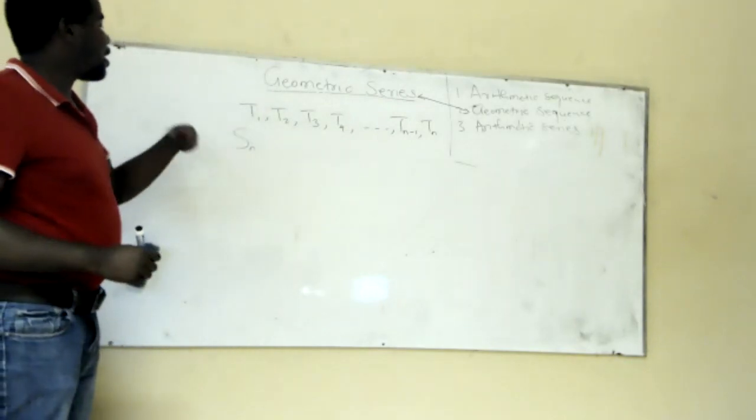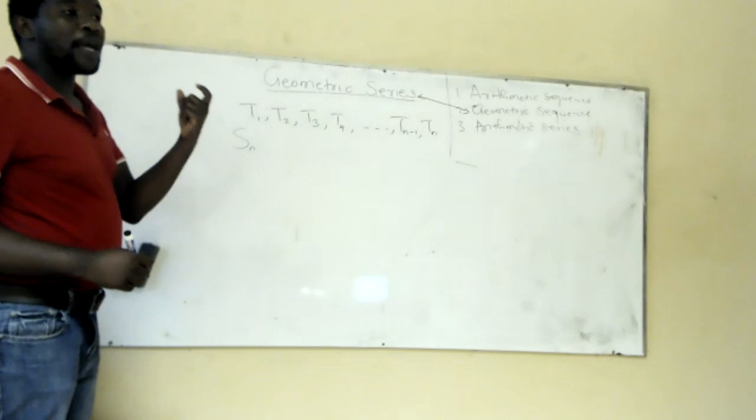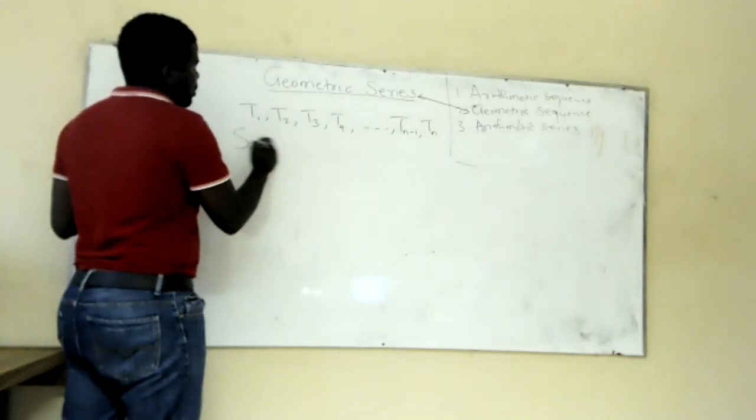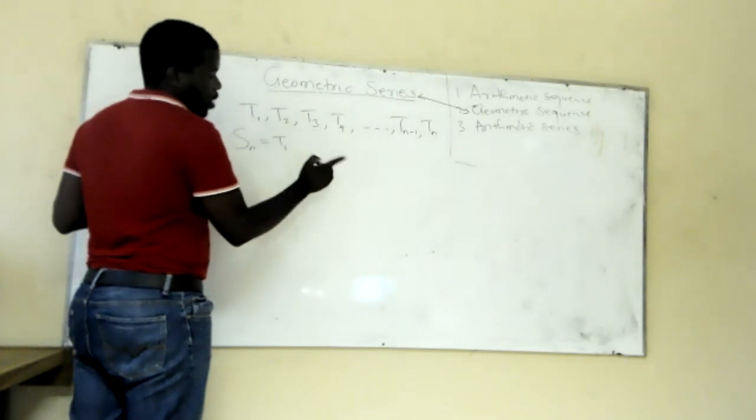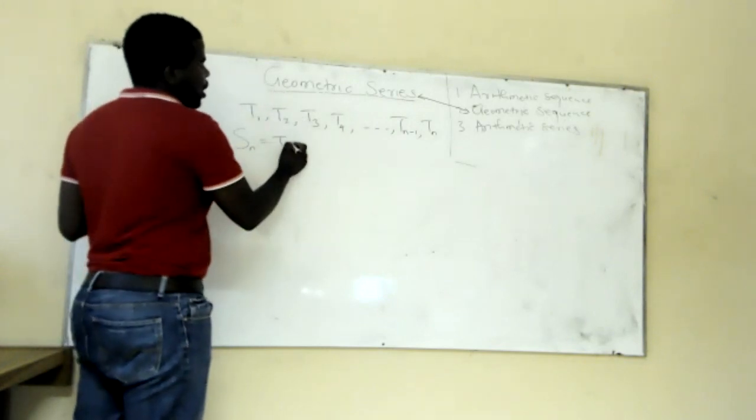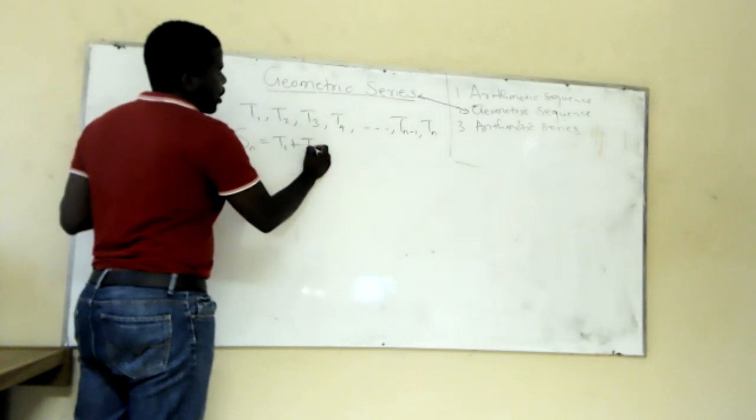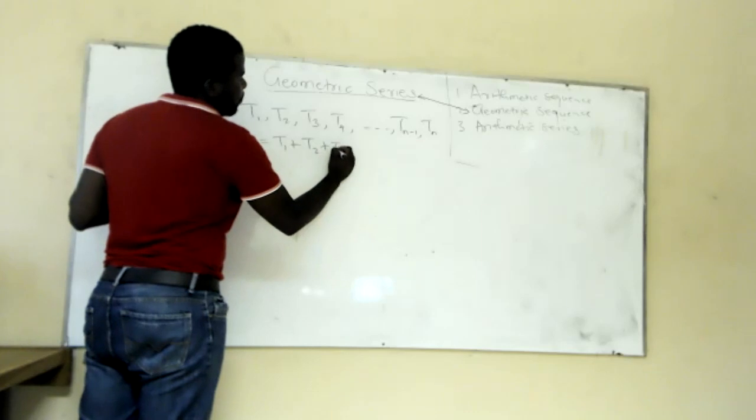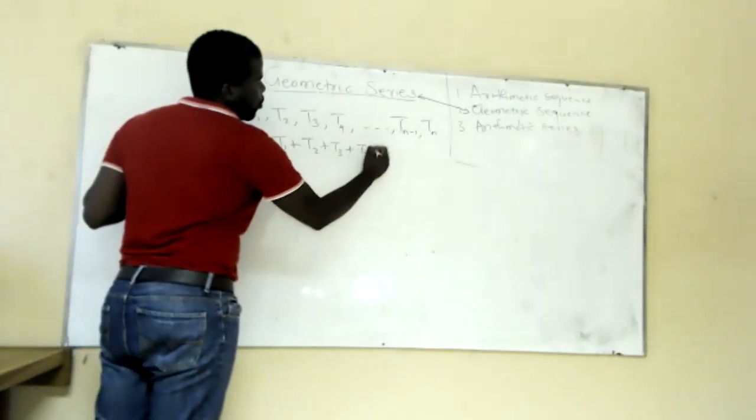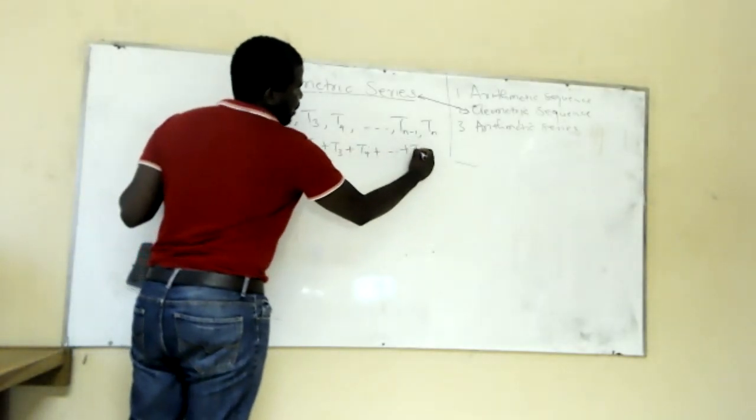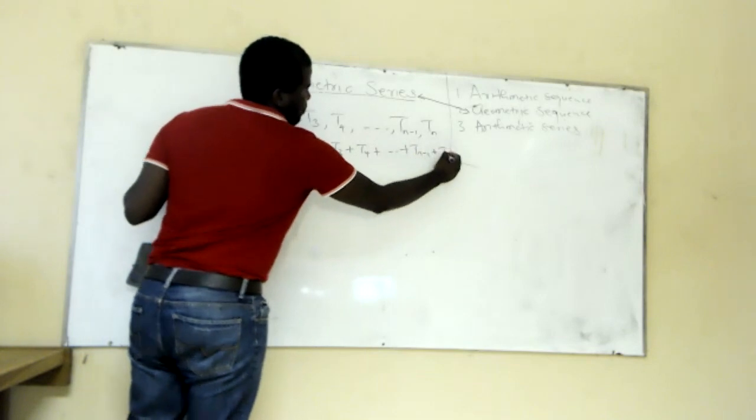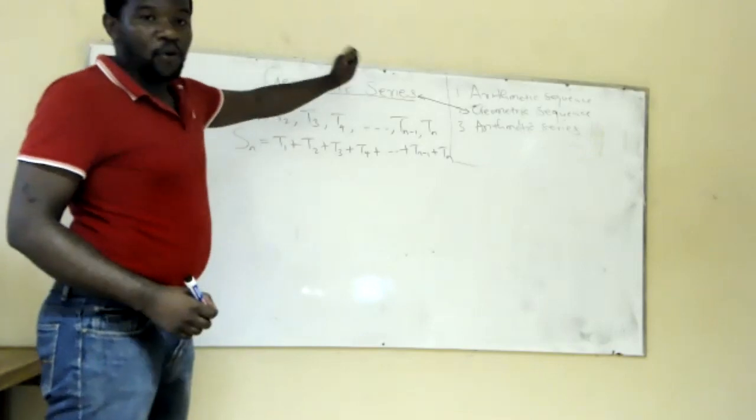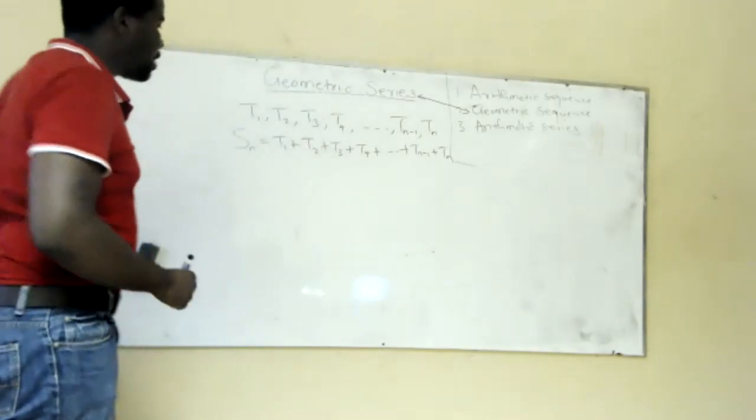This capital letter S stands for the sum, the addition of all the terms we have. So it's the sum of T1. Now, because we are looking for the series, we change the semicolon to the positive sign. Therefore, we have T2 plus T3 plus T4 plus dot dot plus Tn minus 1 plus Tn. Remember, we are deriving the formula for the geometric series. Before we use it, we must be able to derive it.